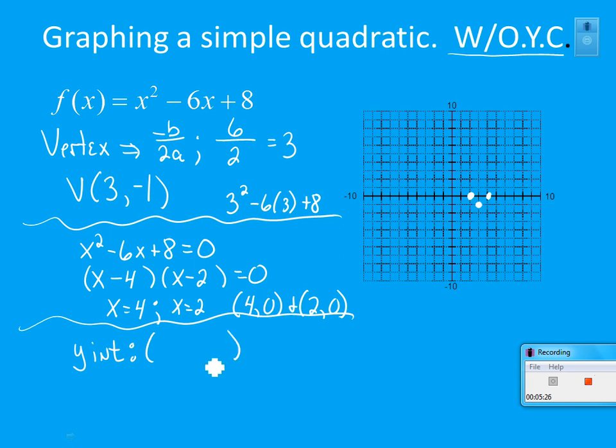To find the y-intercept, simply let x be 0. If you let x be 0, I'm going to have 0 squared minus 6 times 0 plus 8. I'm going to get that constant 8. So to make my parabola even better, I got (0, 8).